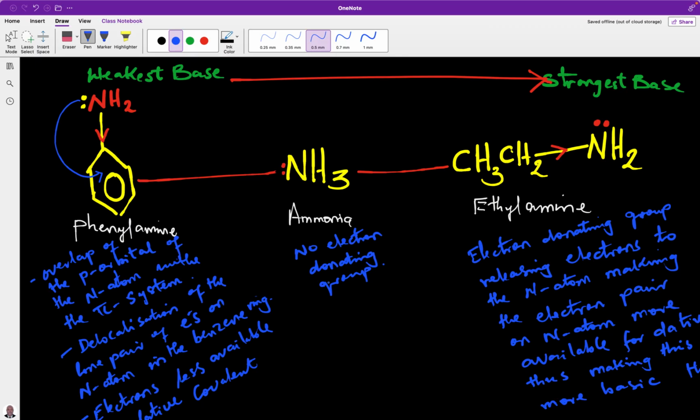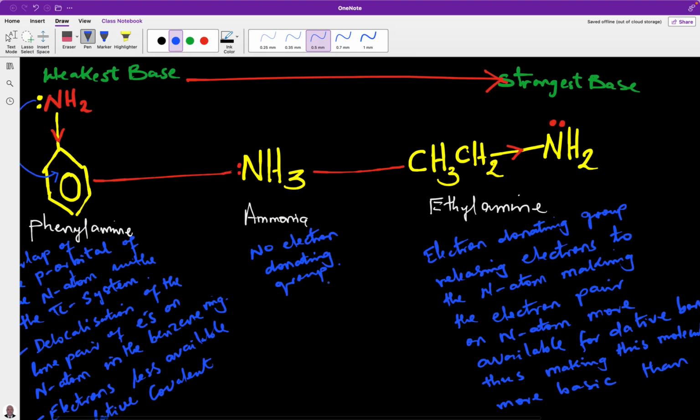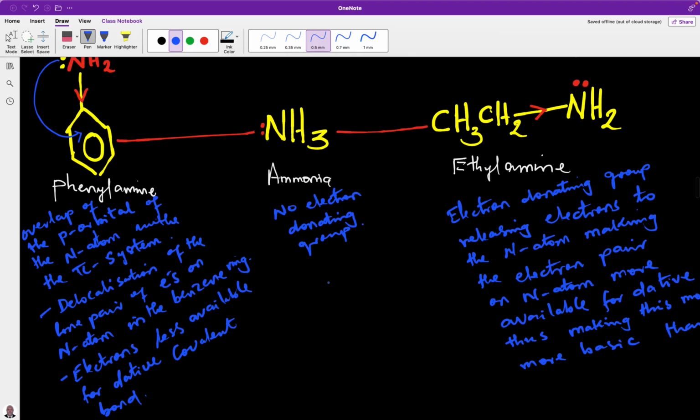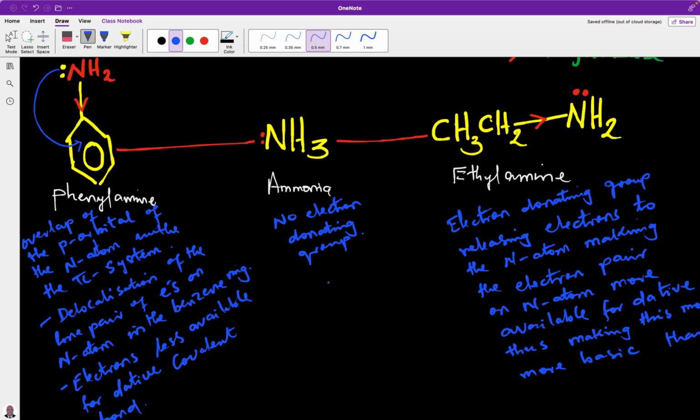Then we had to compare phenylamine and ethylamine, and ethylamine is the most basic amine because of the presence of the electron donating group. Then we say the more the number of electron donating groups on the nitrogen, the more basic. For instance, a tertiary amine is more basic than a secondary amine and than a primary amine.